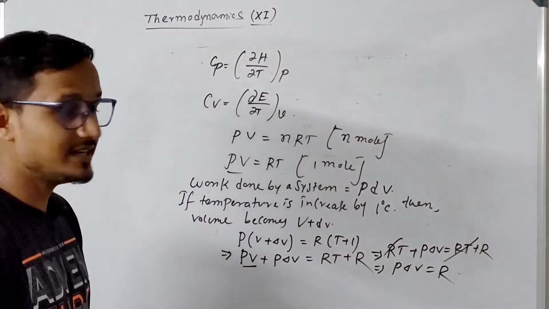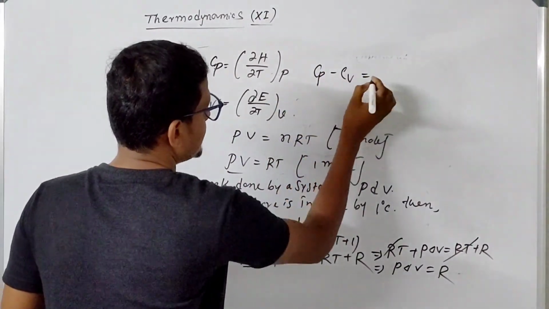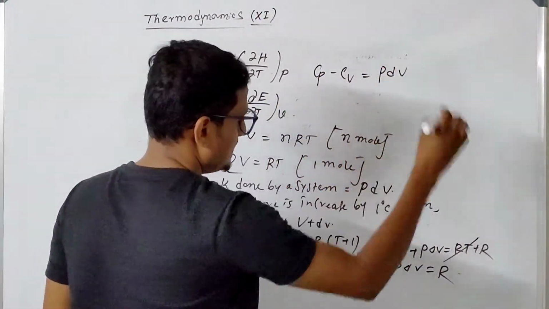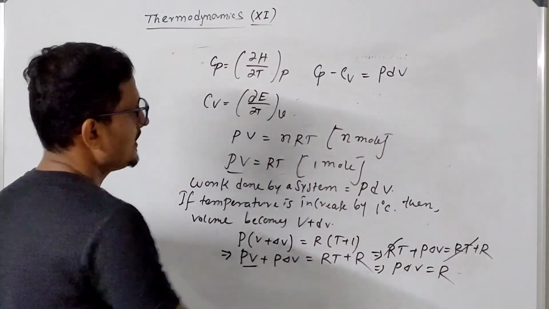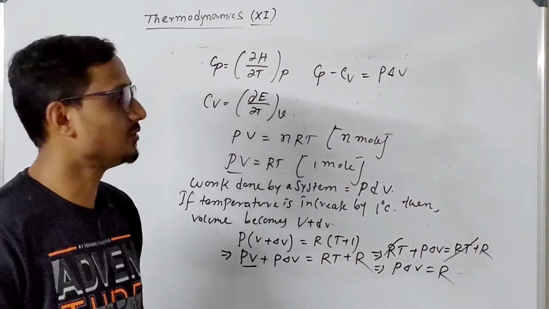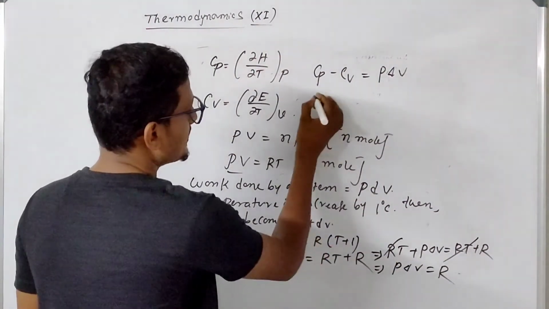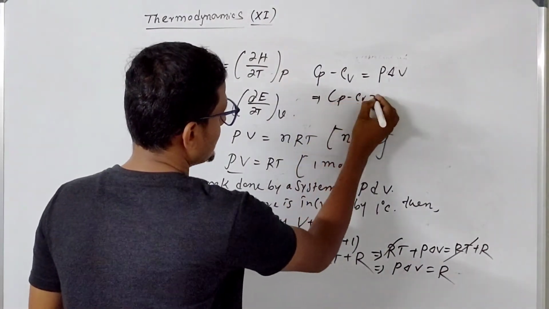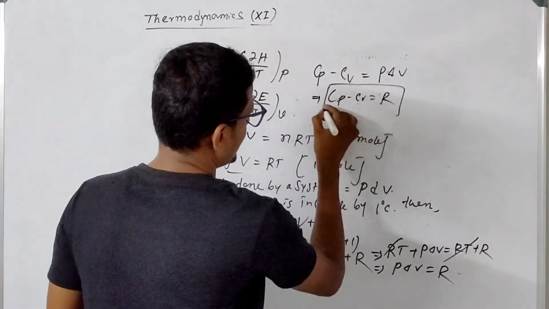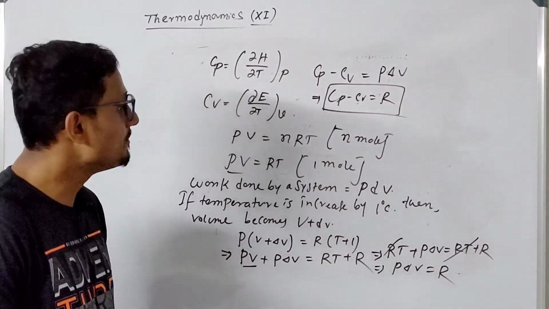Now I have already said that the difference between Cp and Cv is equal to P del V, which is the work done by 1 mole of an ideal gas. So P del V equals R, and you can write Cp minus Cv equals R. This is the proof. This is a very important relation.